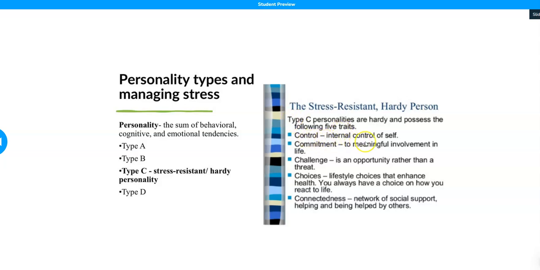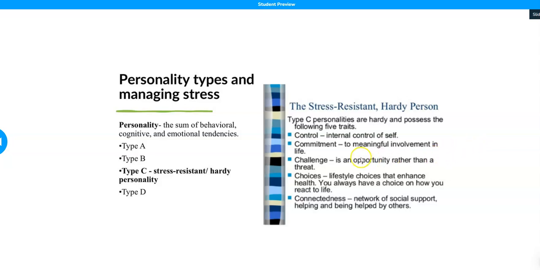So they have an internal locus of control. So no, you can't control the weather. No, you can't control traffic. No, you can't control others, but you are in control of yourself, and being aware of that and the consequences of your behavior, that helps to lower your stress. If you are external locus of control, then you are at the whims of the world, and wherever the wind blows, that's where you are taken.